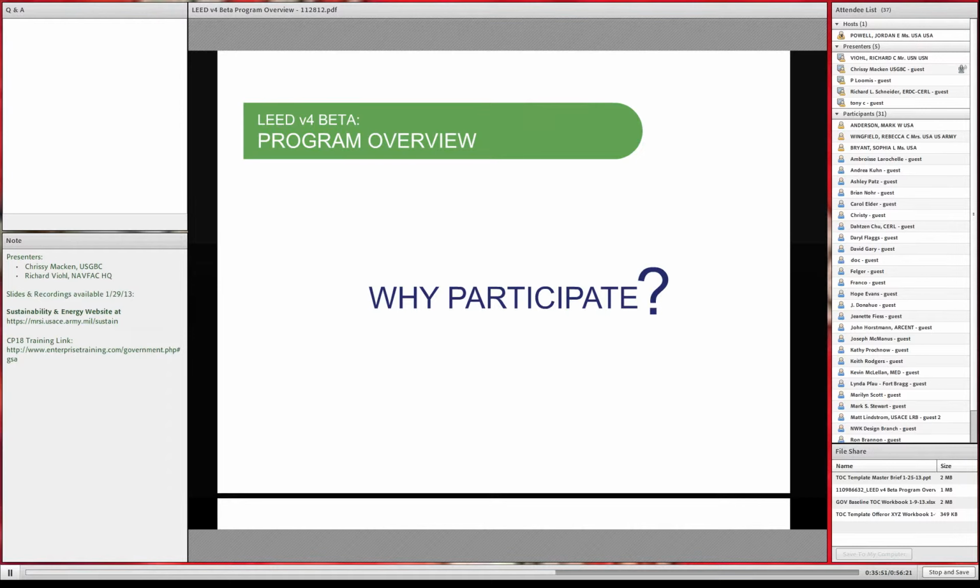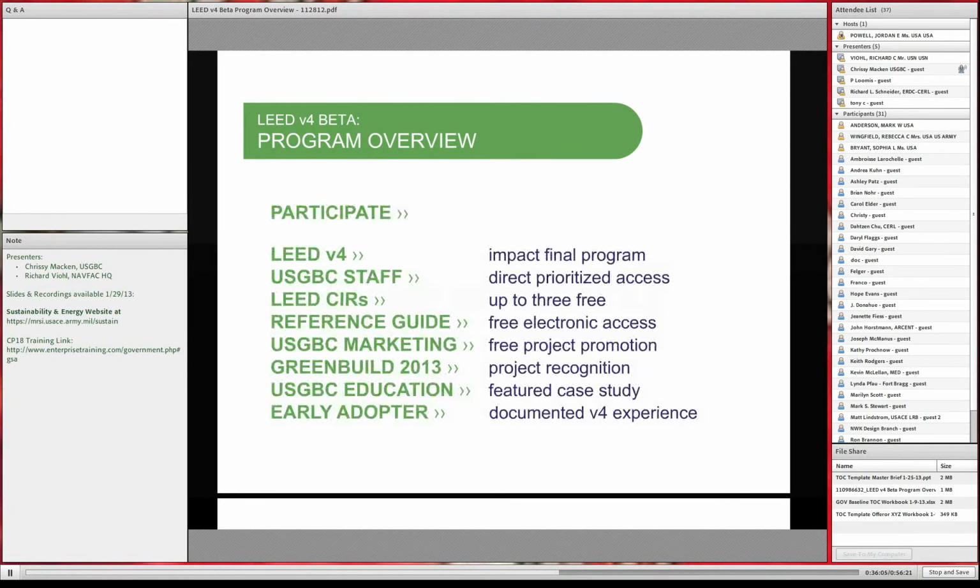So why participate? For those of you who are familiar with LEED version 4 that's been in development, you'll know it's a much more technically rigorous rating system. There's more credits. They're in a lot of ways technically more challenging. And so what's the incentive here for participating, and why do it? So for one thing, project teams who are participating get to impact the final program, which is hugely important to USGBC as we are constantly trying to engage stakeholders as much as possible through our development of our programs.